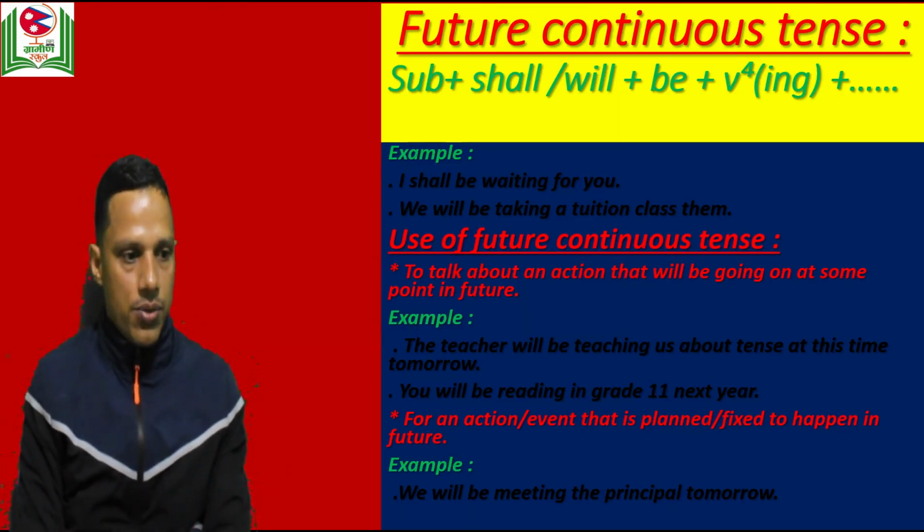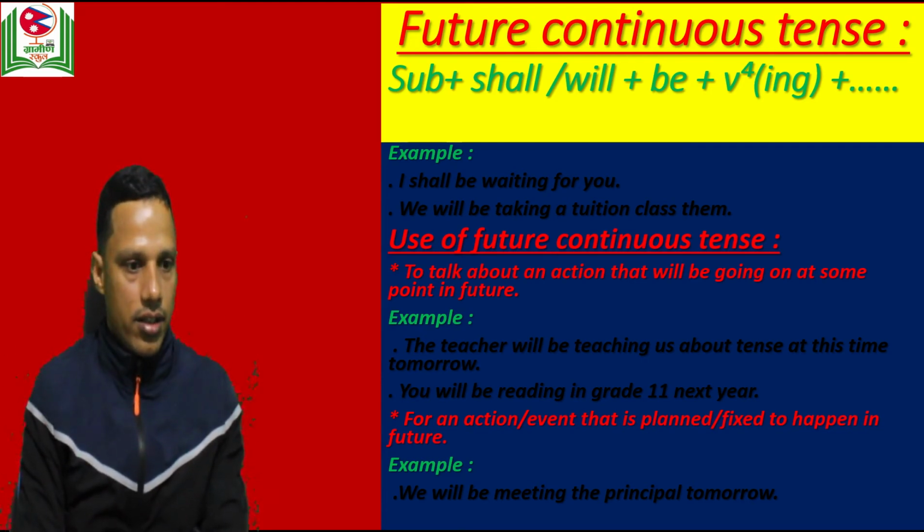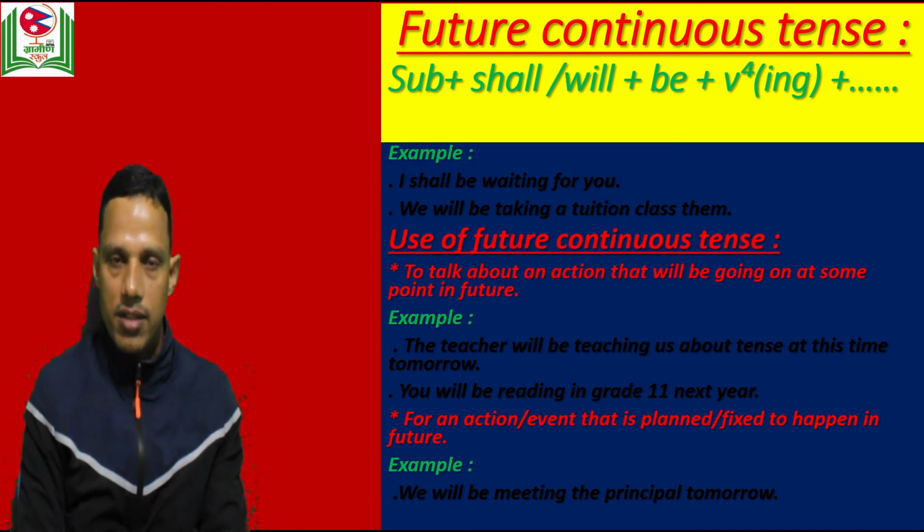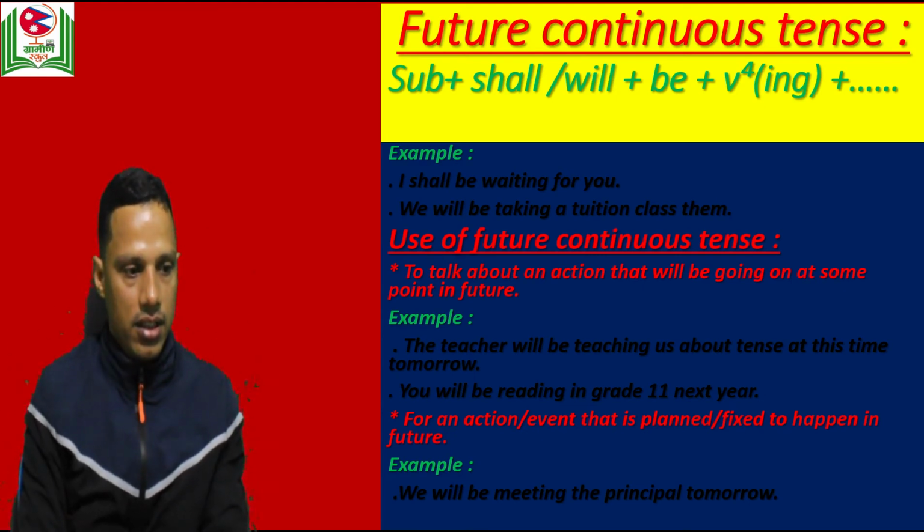Now we'll move to the next one, future continuous tense. Can you please tell me the structure for future continuous tense? Yes, it's very simple. Subject plus shall or will plus be plus the verb's ing form. Okay, let's see two examples for this.